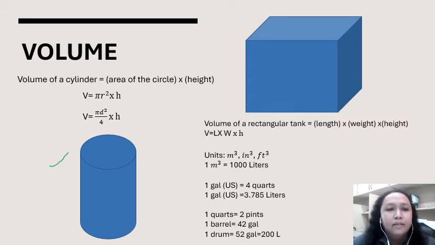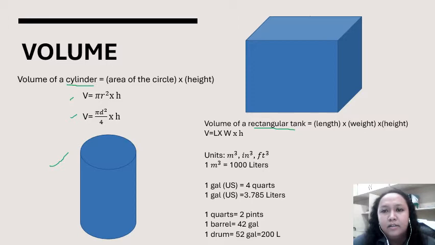Okay? So, the volume now class is equal to the area of the circle of a cylinder times the height. So, we have the volume here which is equal to pi r squared times the height. Or we can also use, if the given is diameter, pi d squared over 4 times height. Okay. If the given space is cylinder, what if that is a regular tank?